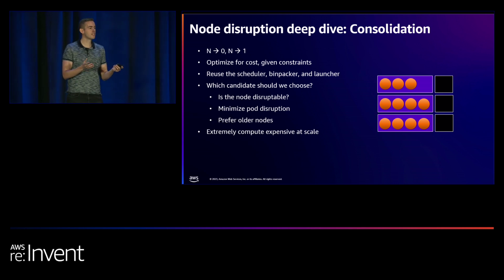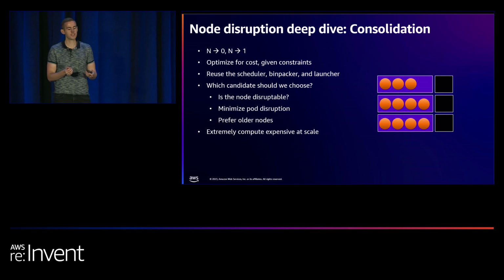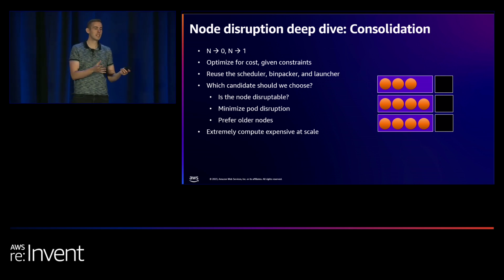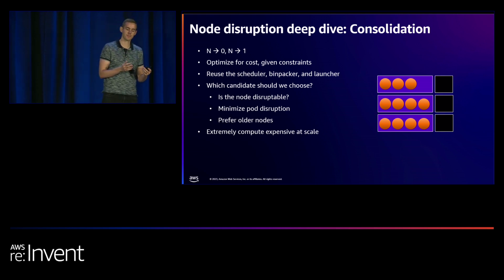The decision is a fairly complicated heuristic. There's a bunch of concerns we're trying to address. We want to minimize pod disruption, of course. Disrupting pods, even though you have your disruption budgets, it's really not great to be running at the minimum of those disruption budgets. So we try to minimize the number of pods that get disrupted with each action.